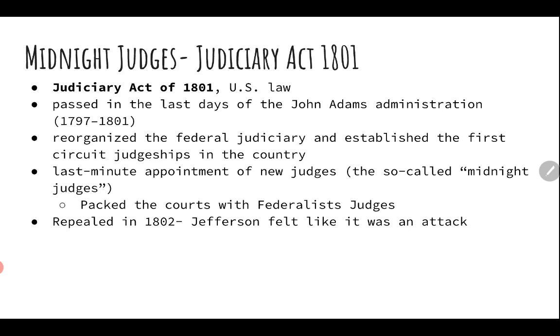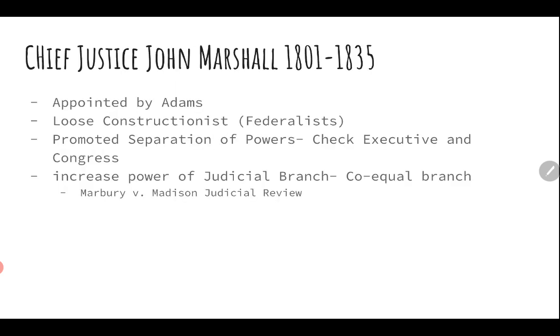Now, Jefferson is going to repeal this act because he doesn't like it, but one of the people he is going to appoint is going to be Chief Justice John Marshall. He's a loose constructionist. He supports the Federalist causes. He supports separation of powers. And what he wants to do is make the Supreme Court a co-equal branch of the government. And it wasn't really the case before John Marshall.